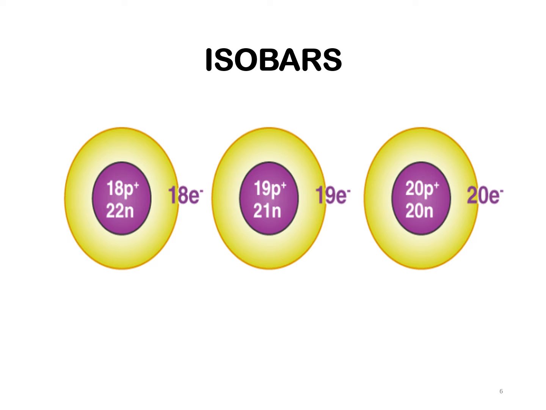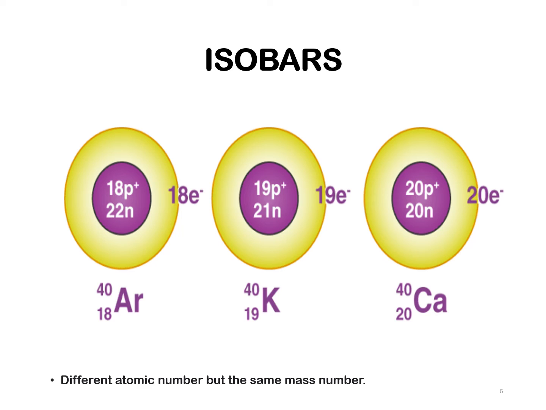But if you sum up the number of protons and neutrons, you will get the mass number. And see, the mass number of each element is 40: 40 of argon, 40 of potassium, and 40 of calcium. So isobars can be defined as atoms of different elements having different atomic numbers but the same mass number.